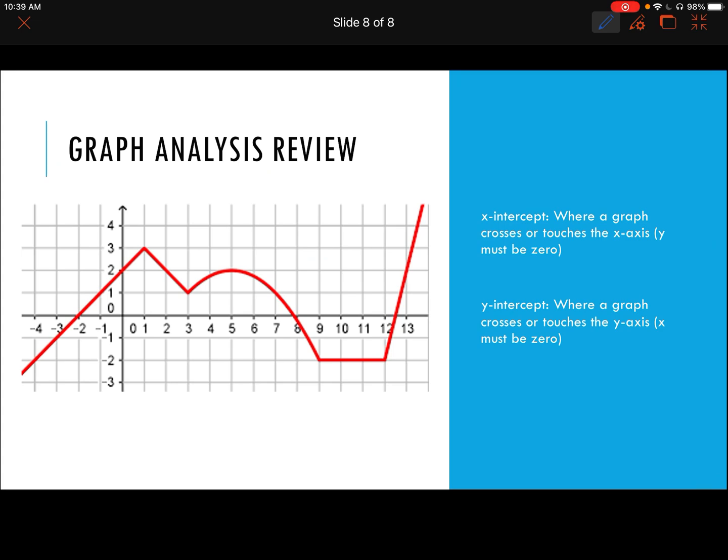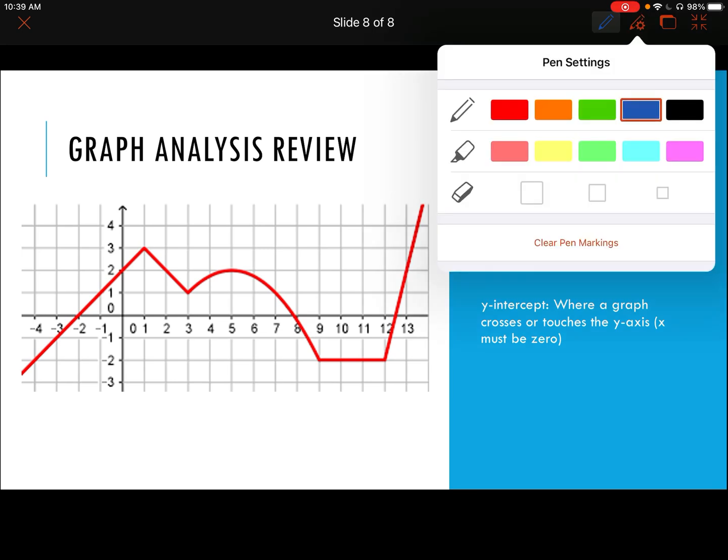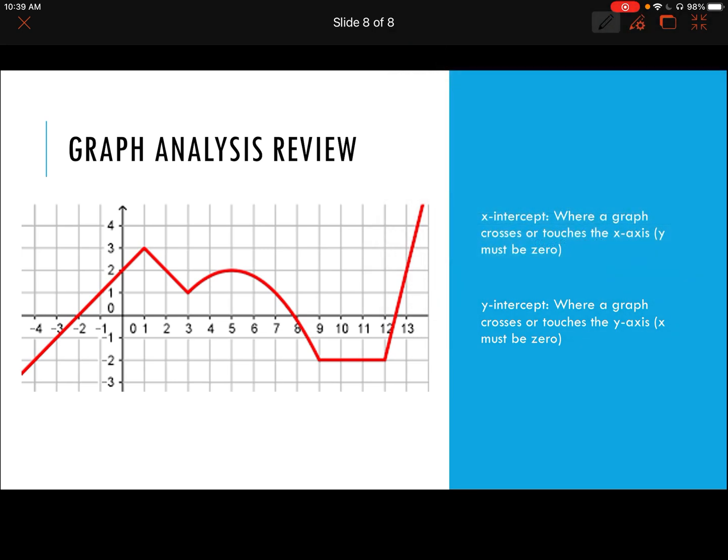And so then a quick review of stuff that we should already know. The x-intercept is going to be where a graph crosses or touches the x-axis, and a y-intercept is going to be where the graph crosses or touches the y-axis. For the x-intercept, y must be 0. For the y-intercept, x must be 0. So we can quickly go through and list our x-intercepts. We'll use black for those. So we have an x-intercept here.